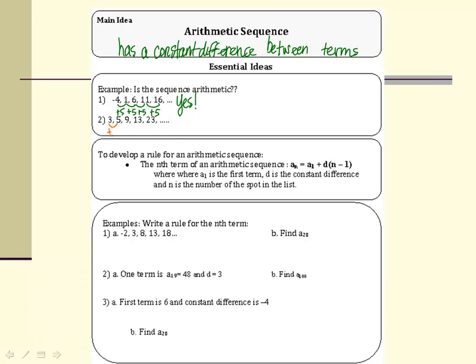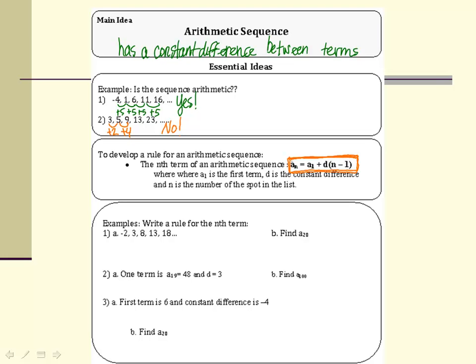For the next one, from 3 to 5, we add 2. From 5 to 9, we add 4. That is not constant, so this is not arithmetic. To develop a rule for an arithmetic sequence, we have a little formula here. The nth term of an arithmetic sequence is found using this formula right here. You're going to need to know this formula and be able to use and apply it very thoroughly. Here a sub 1 is the first term, d is the constant difference, and n is the number of the spot on the list.